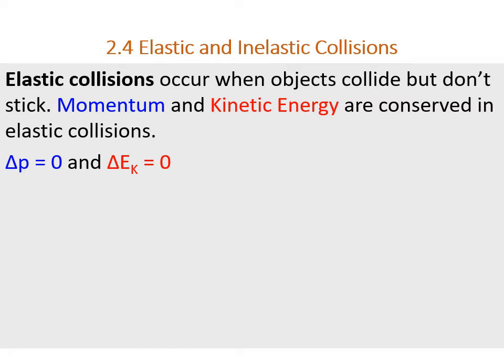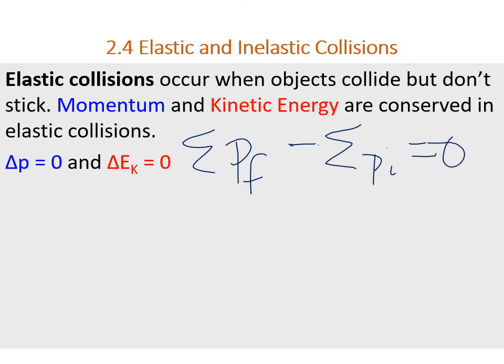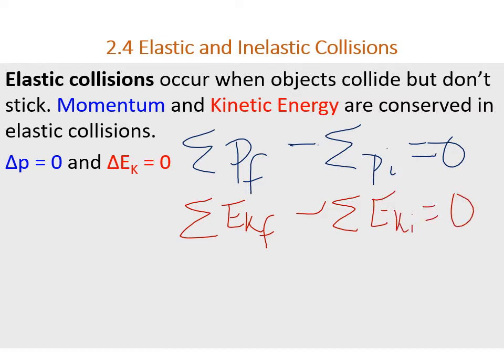So for momentum, the sum of all of the final momenta minus the sum of the initial momenta should equal 0. Same thing for the kinetic energy before and after collision. The sum of E_K final minus the sum of all of the initial kinetic energy, E_K initial, equals 0. This is true only for perfectly elastic collisions, which are the main type of collisions you'll deal with in the course.